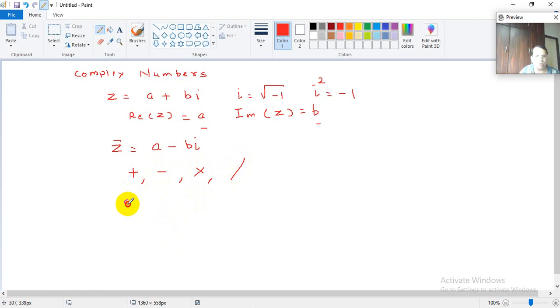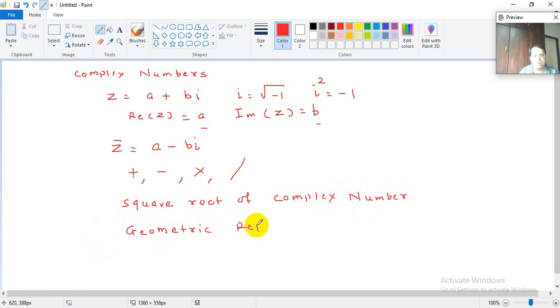Then we studied how to find square roots of complex numbers. I am just taking an overview of what is done in this chapter. Square root of a complex number, that we studied. Then we studied how to represent a complex number geometrically. So we can say geometric representation of the complex number.